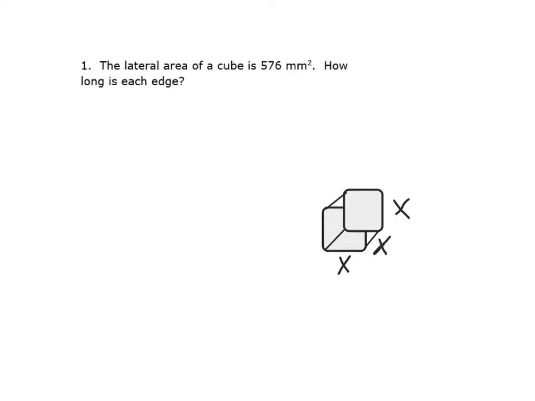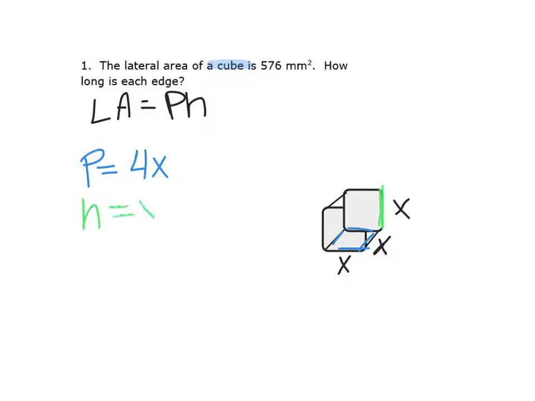The formula for lateral area is going to be the perimeter times the height. Since in this problem we have a cube, all the sides are the same length. So the perimeter is going to be x 4 times, making it 4x, because it's x plus x plus x plus x. And then we have our height, which is the distance from base to base, which is also another x.